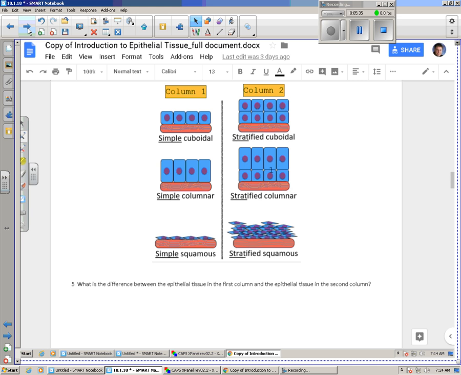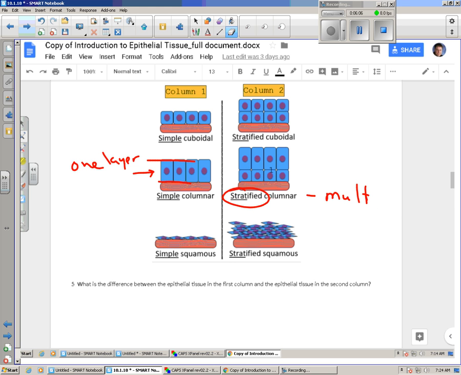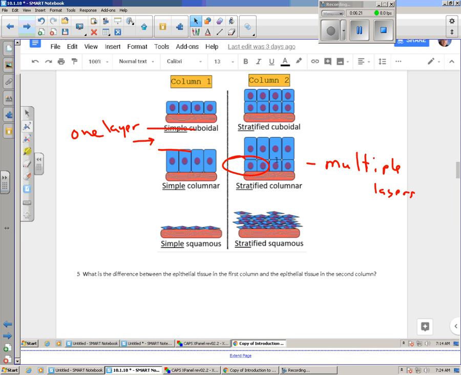Okay, next page. So the difference between simple and stratified, I think you can figure out now. If you understand that these are cells, right, then that enables you to understand that simple means one layer, and stratified would be multiple layers. Multiple layers. So there can be stratified cells. Simple tissue. Sorry, stratified tissue and simple tissue.